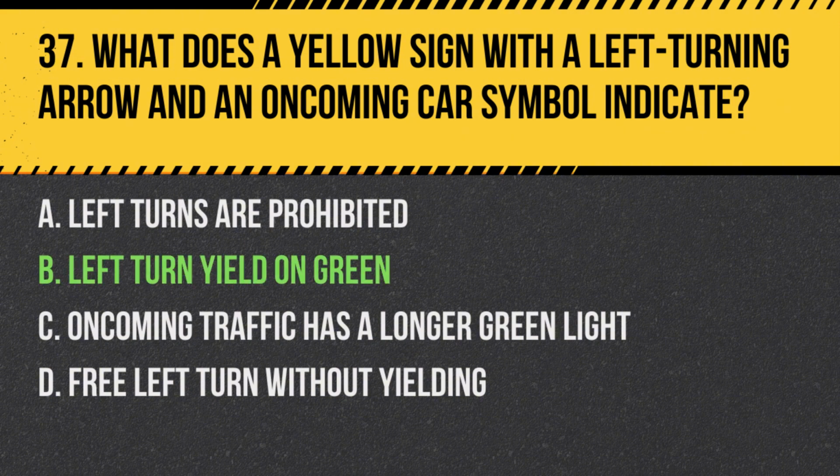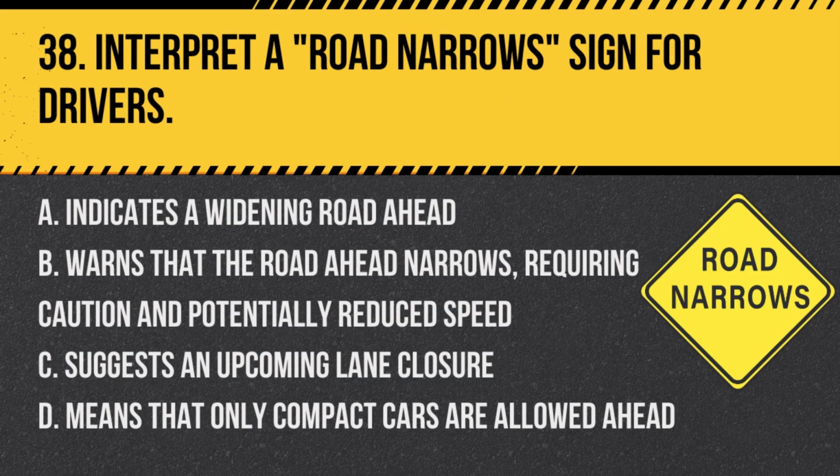Answer B. Left turn yield on green. This sign warns that left-turning drivers must yield to oncoming traffic. Question 38. Interpret a road narrow sign for drivers. A. Indicates a widening road ahead. B. Warns that the road ahead narrows, requiring caution and potentially reduced speed. C. Suggests an upcoming lane closure. D. Means that only compact cars are allowed ahead.